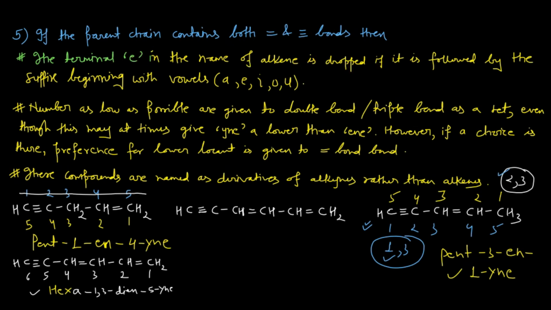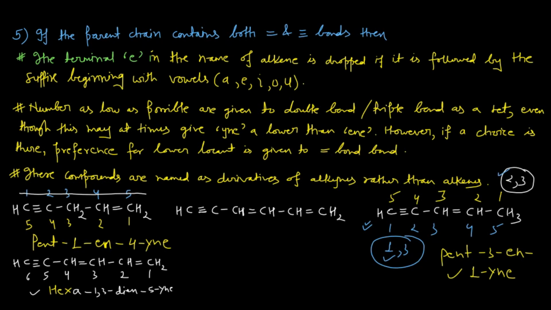It is followed by a suffix beginning with the vowels A, E, I, O, U, right? When your suffix starts with one of these, I have explained this to you. The numbers as low as possible are given to the double bonds or the triple bond as a set, even though this may at times give the yne the lower number or the ene. However, if a choice is there, preference for the lower locant is given to the double bond.